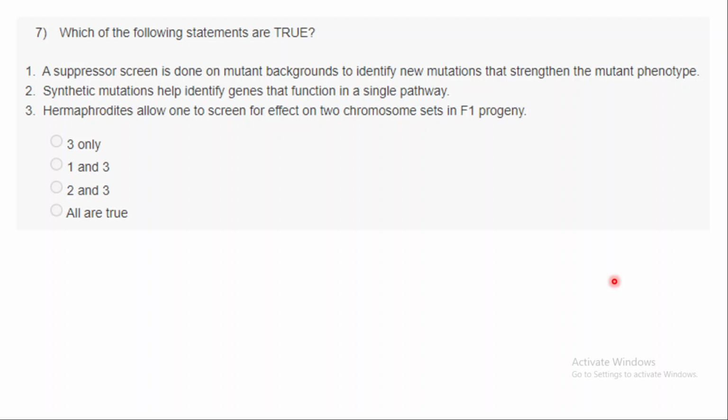Question number 7 here has 3 statements, and you have to identify which of these are true or false. A suppressor screen is done on mutant backgrounds to identify new mutations that strengthen the mutant phenotype. This is a statement about the suppressor screen. Synthetic mutations help identify genes that function in a single pathway, and hermaphrodites allow one to screen for effect on 2 chromosome sets in F1 progeny.